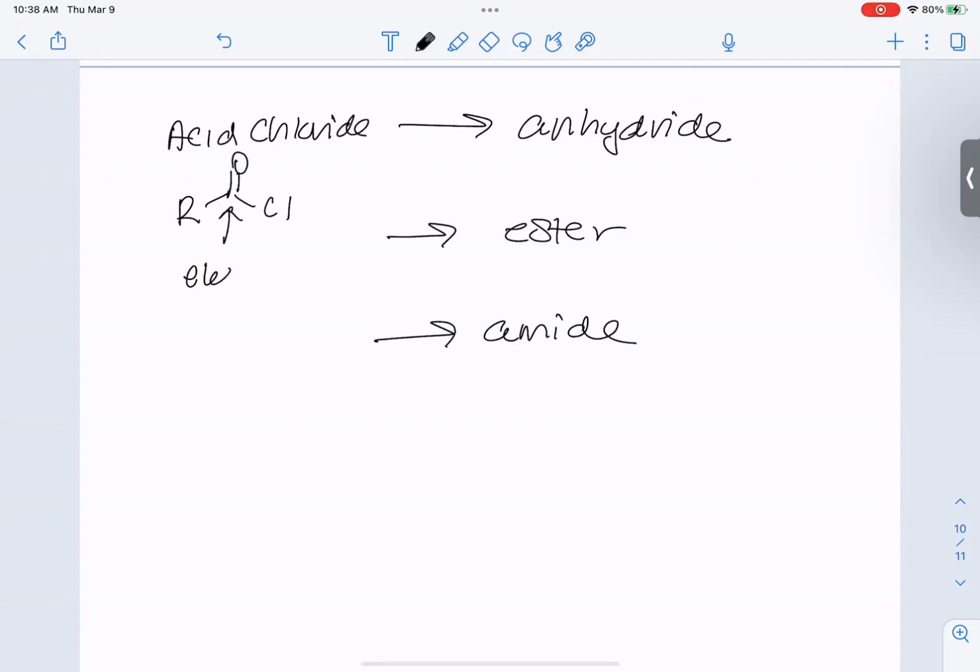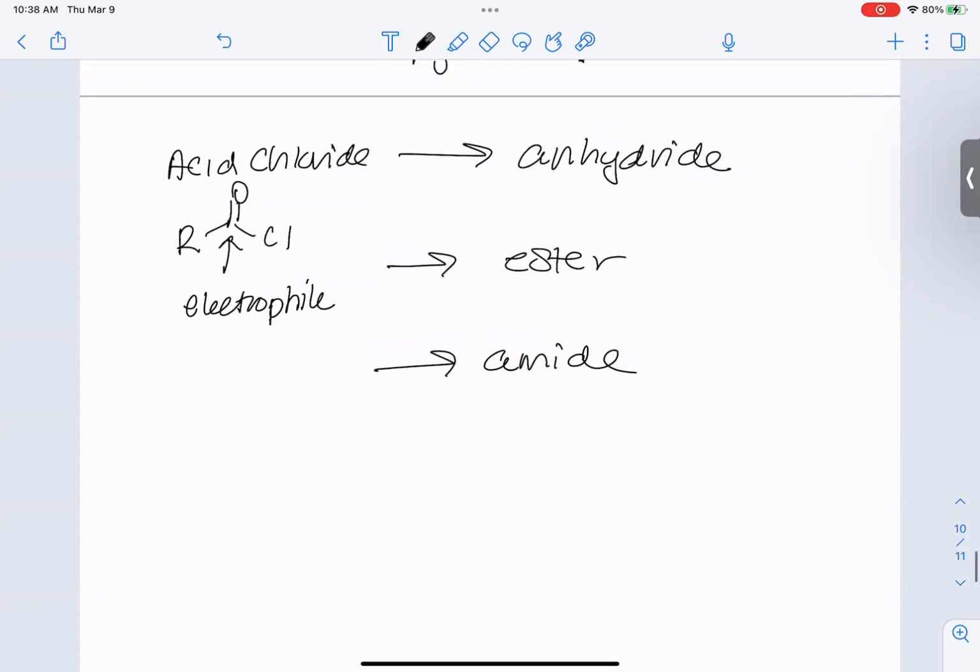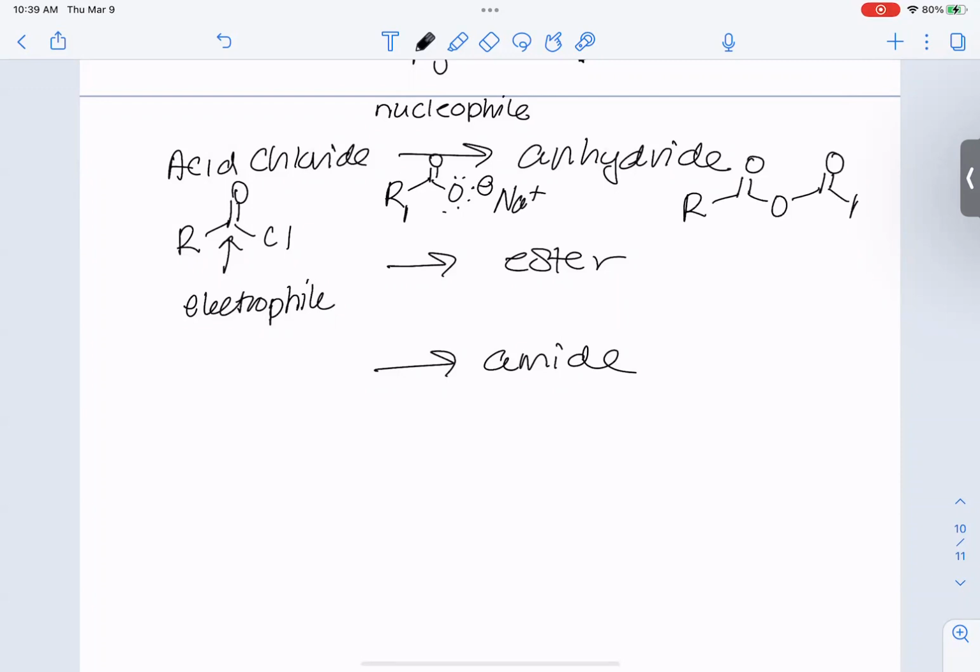So this is your electrophile. Your nucleophile, to make an anhydride, is going to be a carboxylate. And you will most likely see the counter ion. And then that will give you your anhydride. I'm going to just make that R1 there so that you can see where it added. So this whole thing came from the carboxylate.